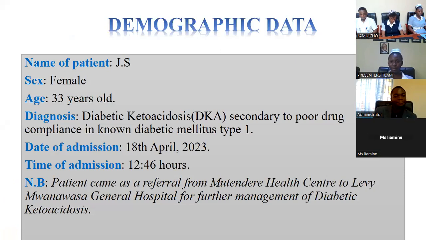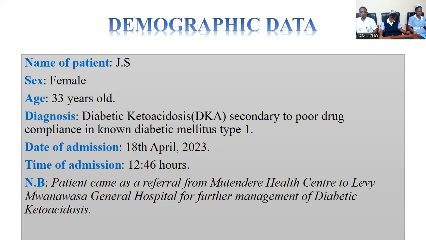Our presentation today is on diabetic ketoacidosis. To start with, we're going to start with the demographic data. The name of the patient is JS, for privacy's sake. Sex, female, age 33 years old. The diagnosis, diabetic ketoacidosis, secondary to poor drug compliance in diabetes mellitus type 1. This patient was admitted on 18th April 2023. The time of admission was 12:46 hours. The patient came as a referral from Mutendere Health Center to Levy Mwanawasa General Hospital for further management of diabetic ketoacidosis.